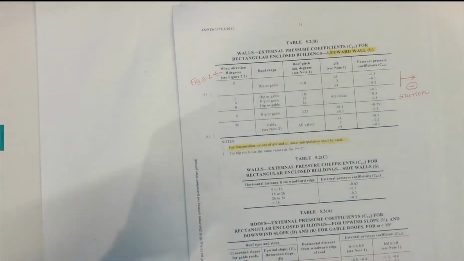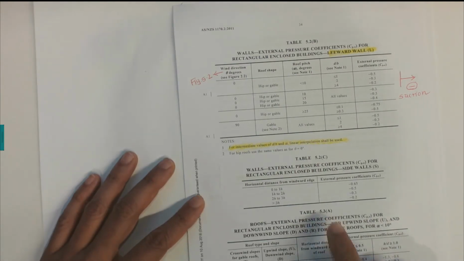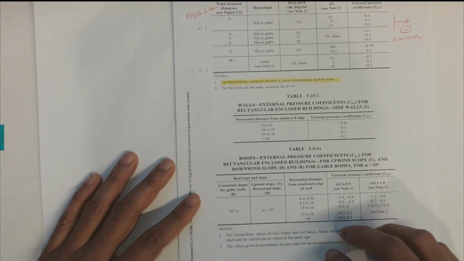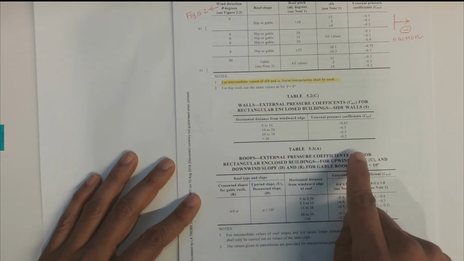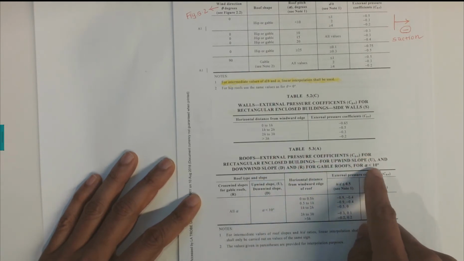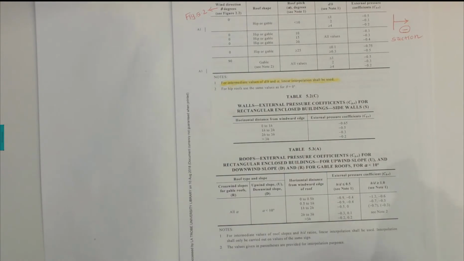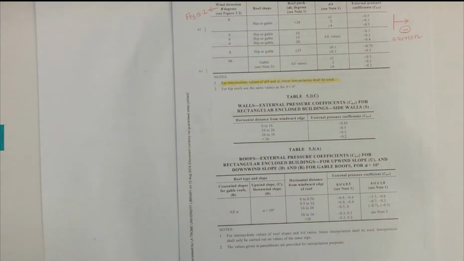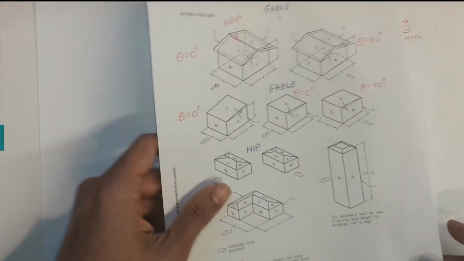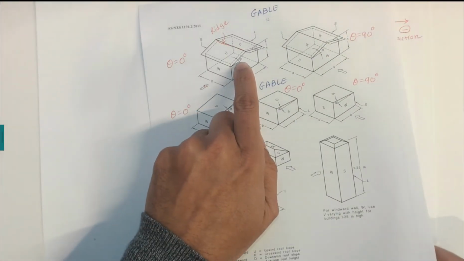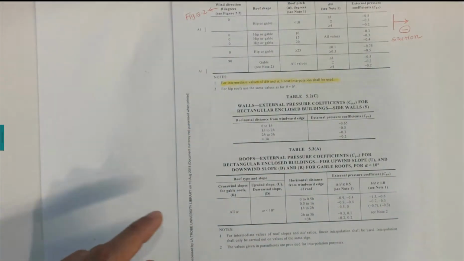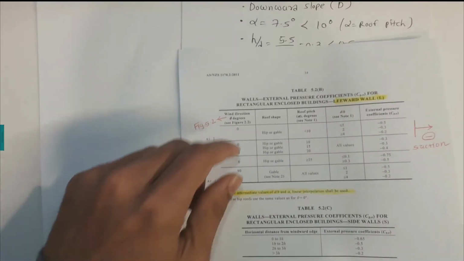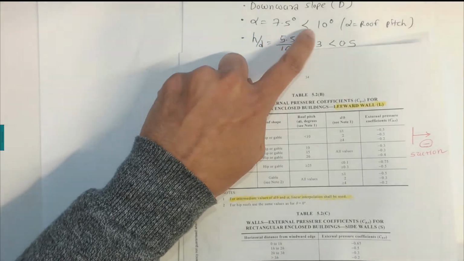Now for our case, we can identify that we can use 5.3a. Why can we use 5.3a? Because we have a downward slope and upward slope, and the alpha value is also less than 10, because in our question the roof pitch alpha value is given as 7.5. So I already put here, we have alpha 7.5, less than 10.